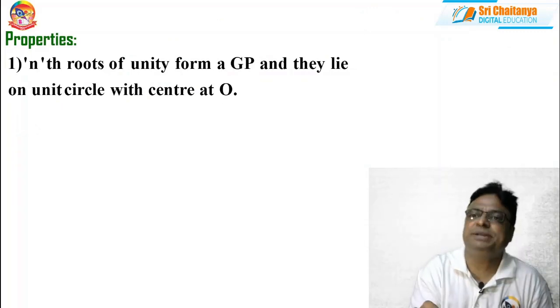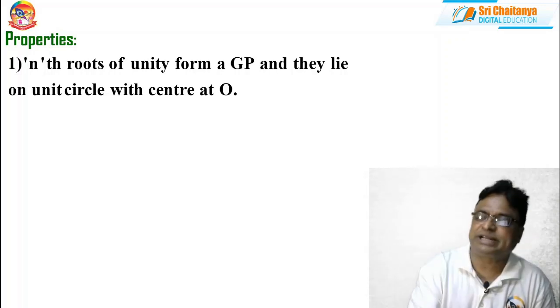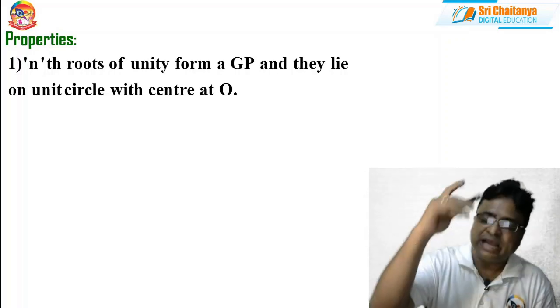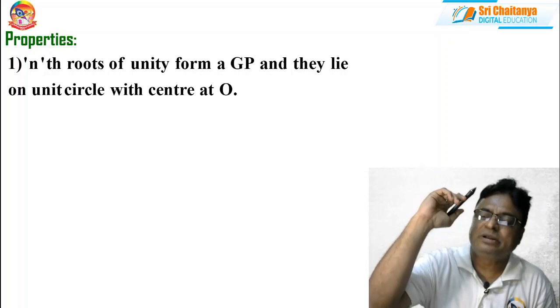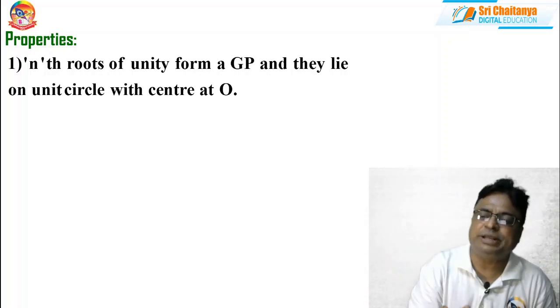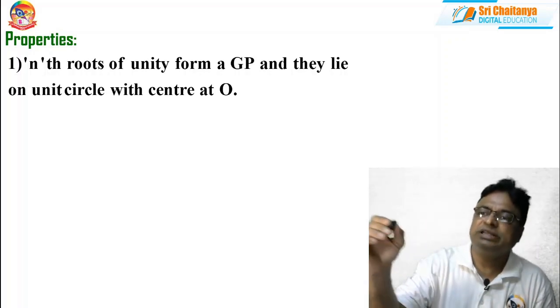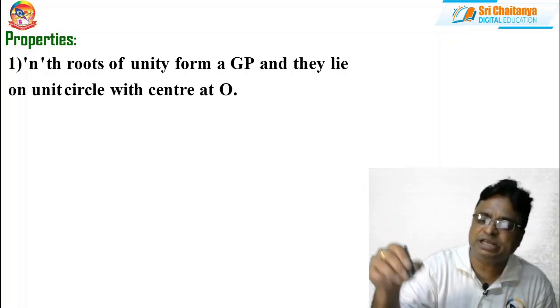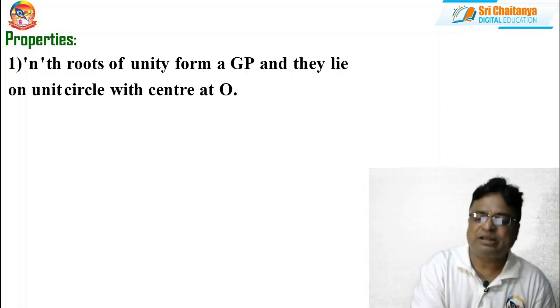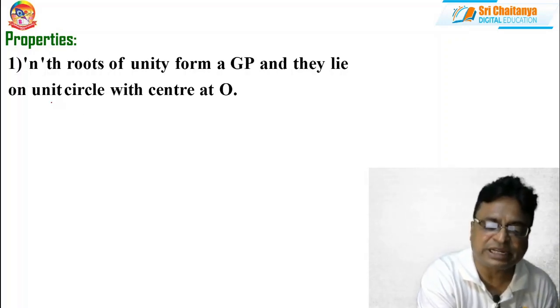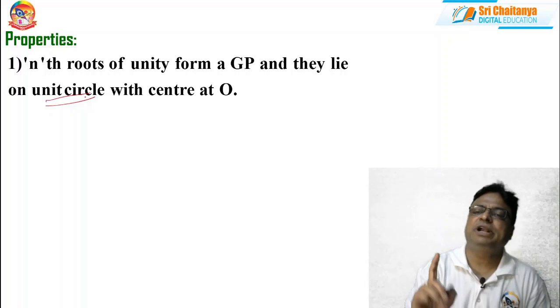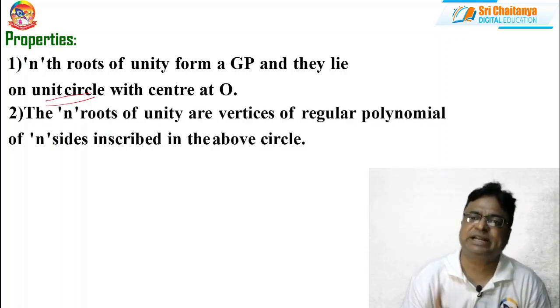They form a GP and they lie on a unit circle. Why unit circle? Because of the radius. For the nth roots of a general complex number, they lie on a circle of radius r power 1 by n. Here, r power 1 by n means 1 power 1 by n, that is 1. So they lie on the unit circle. A circle of radius 1 with the center at the origin is called the unit circle.